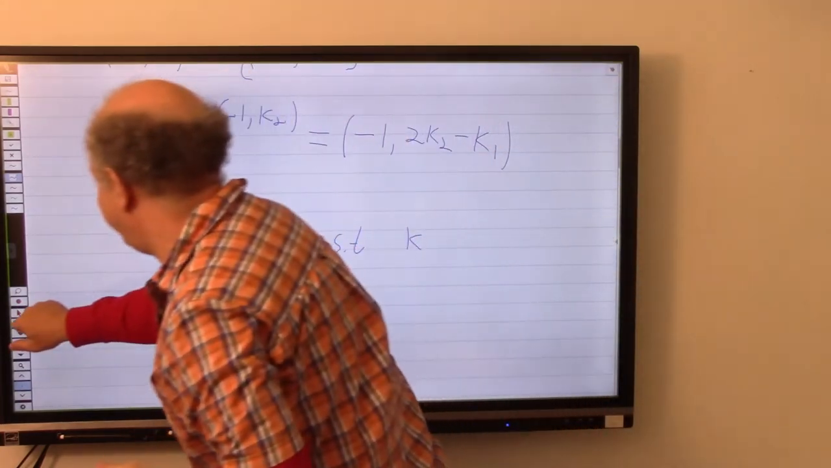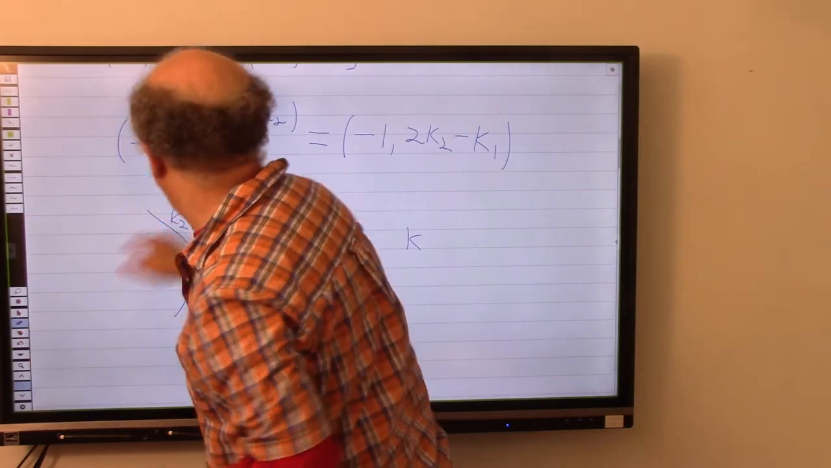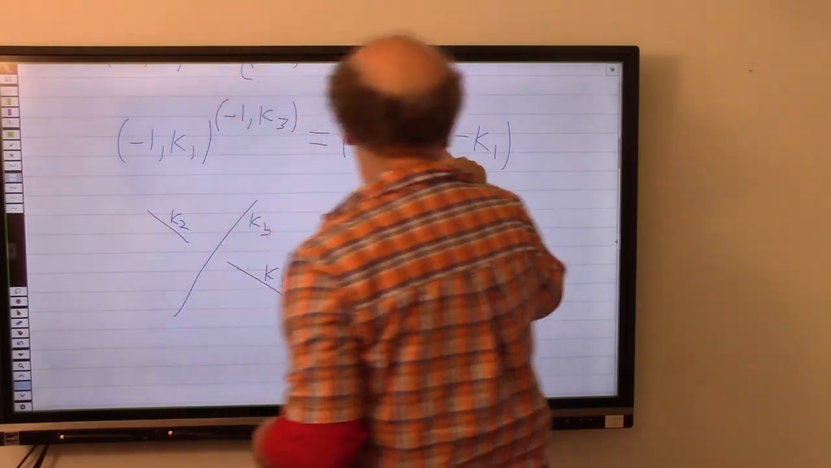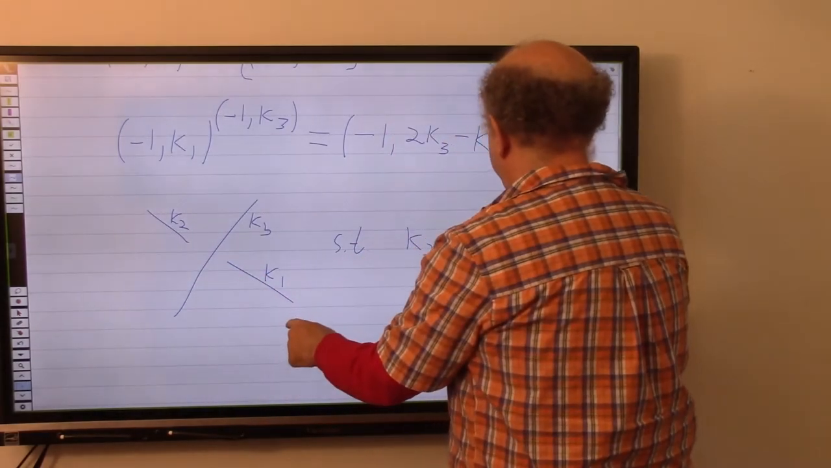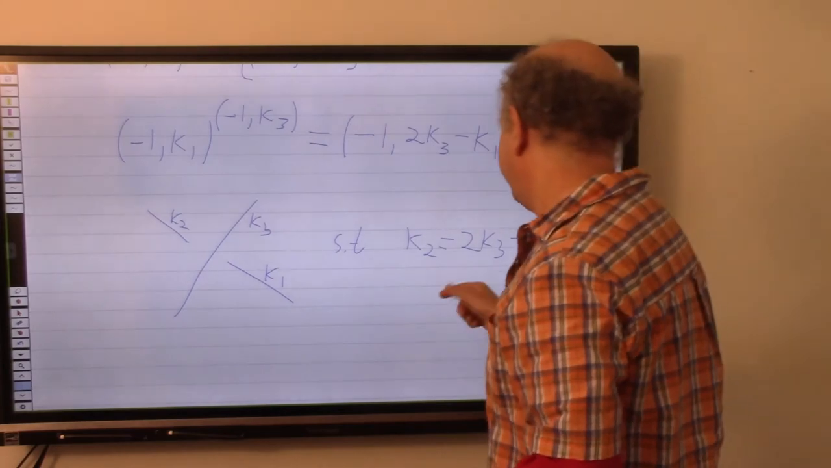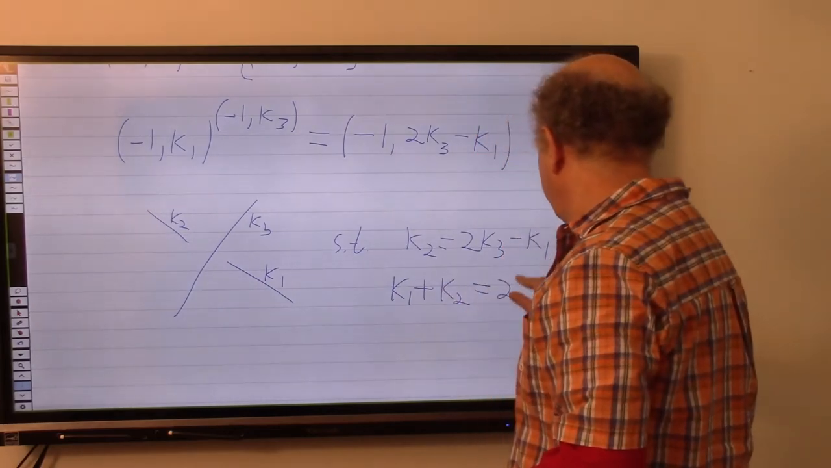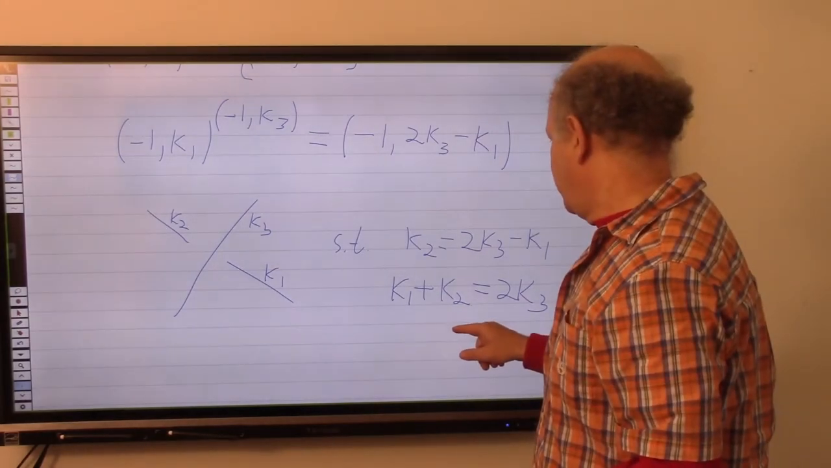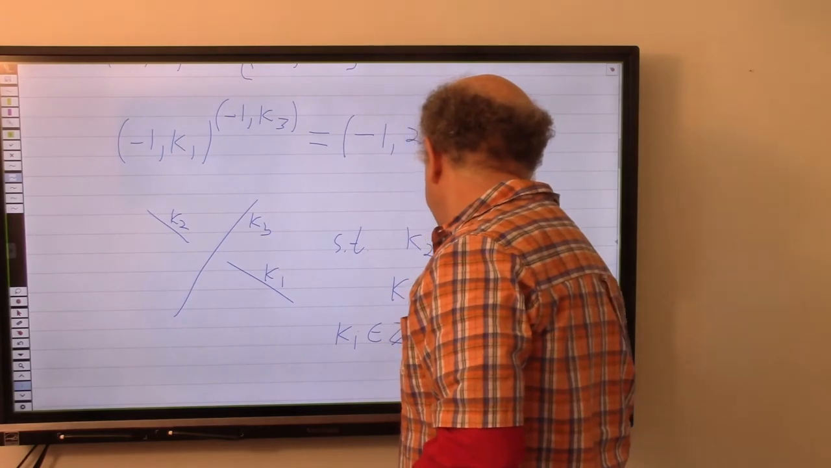Oh no, sorry, here I conjugated by 2, but you know what, maybe I'll change the notation here. So really I should have been conjugating by k3. Okay, so such that k2 is equal to 2k3 minus k1. Or said differently, k1 plus k2 is equal to 2k3, where all the k_i are in Z mod n.